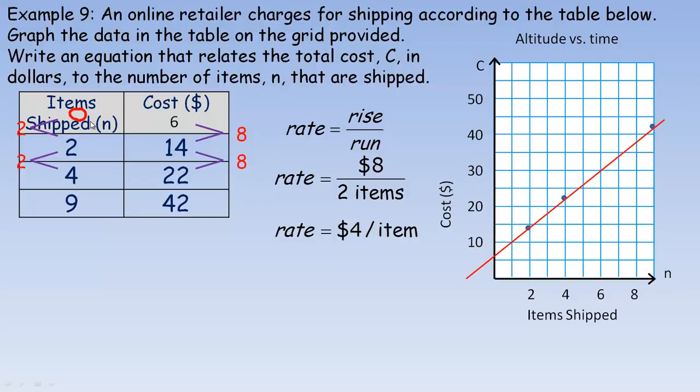So you can expand the table a bit to find what the fixed amount is too, if you can't read it from the graph, or you're not 100% sure what it is from the graph. We went down 2 more items to get to 0, and so the fixed cost is $6. So the equation would be the cost is $4 times the number of items. Remember, the rate was 4, plus 6, 6 being the fixed amount read from here or from the graph. And that's the end of the tutorial.